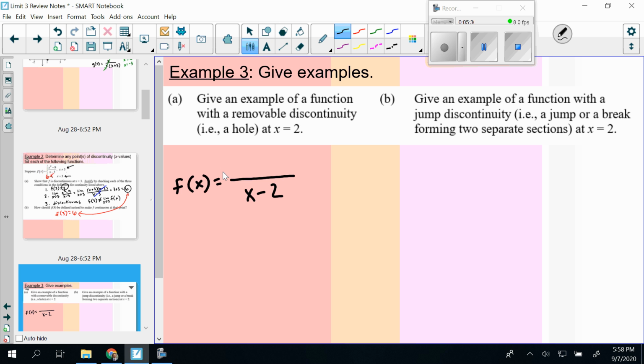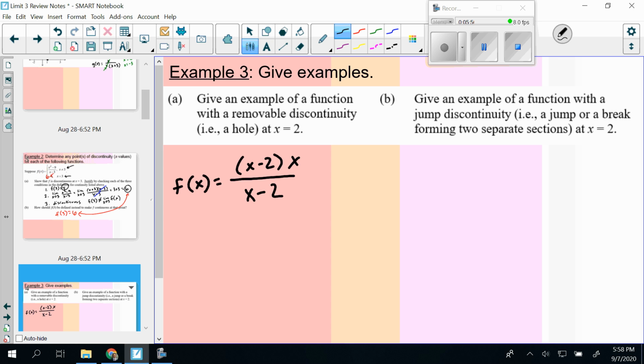For it to be a hole, we should have that same value on the top with something else there, like we could throw another x in there. That way it's going to have a limit as we approach 2, but not be defined there, and so it would be a removable discontinuity. Give an example of a function with a jump discontinuity.